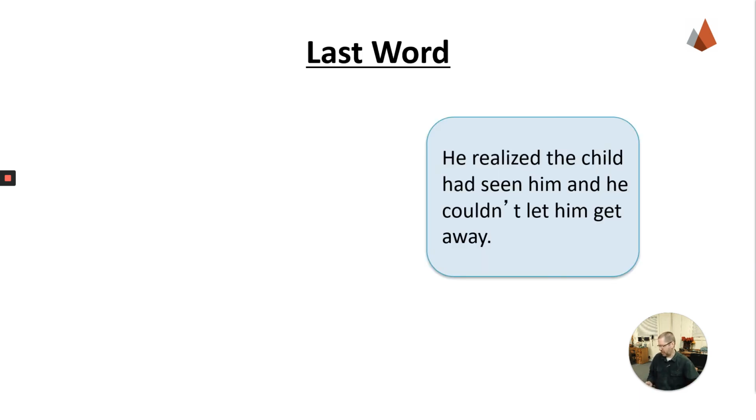So last word, this is kind of an exercise, and we won't spend a lot of time here, but the idea is to get a group of students together, let's say, and you prime the pump with a first statement. For example, what you had here: he realized the child had seen him and he couldn't let him get away. So there's a statement, right? And without context, it means absolutely nothing.